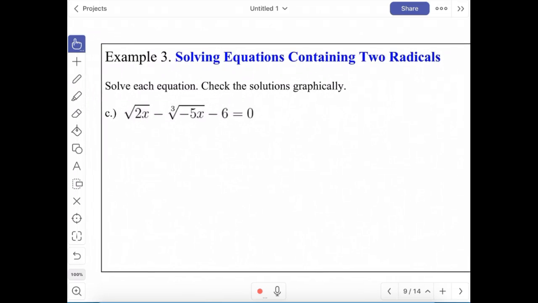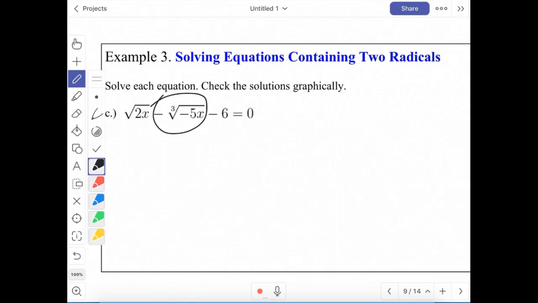Okay, now let's solve if we have 2 different roots. For this, all I want to do is get rid of this guy right here, so I just want to move that over to the other side. I can't really solve this algebraically in an easy way. So the way that I'm going to go about this is just doing what we have been doing to check our answer. I'm going to add that to both sides, so plus the cubed root of negative 5x.